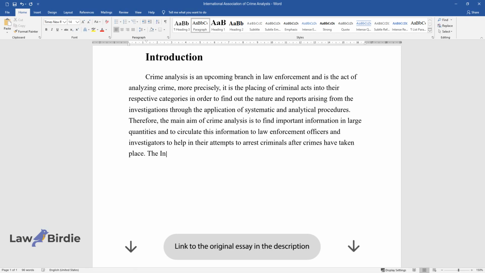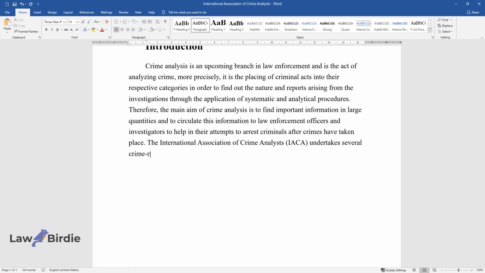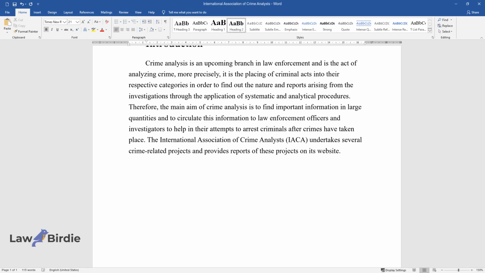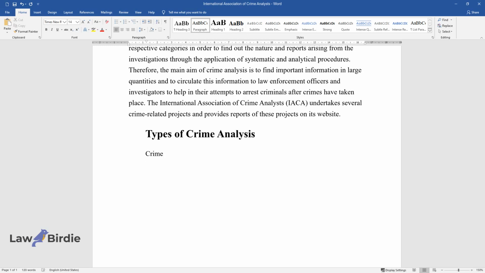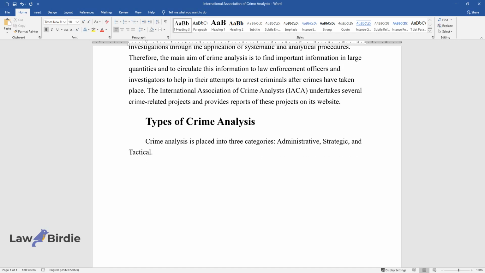The International Association of Crime Analysts, IACA, undertakes several crime-related projects and provides reports of these projects on its website. Types of crime analysis. Crime analysis is placed into three categories: administrative, strategic, and tactical.